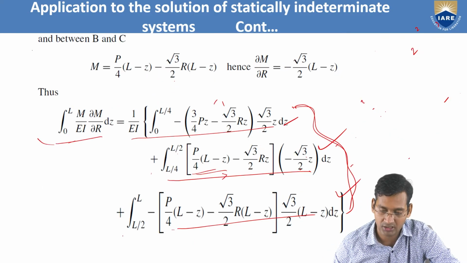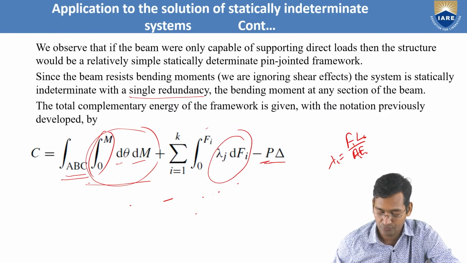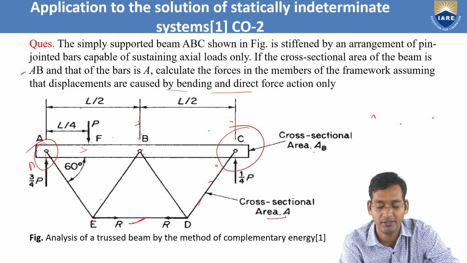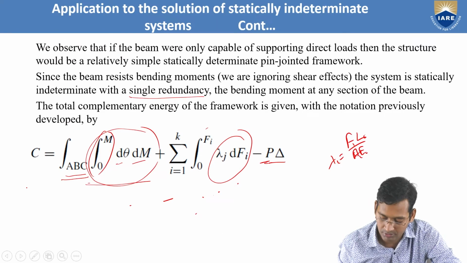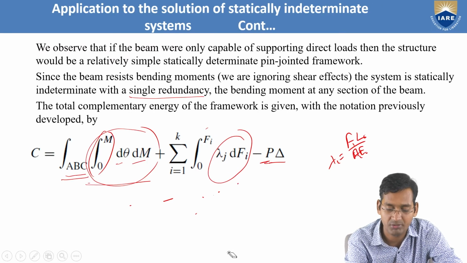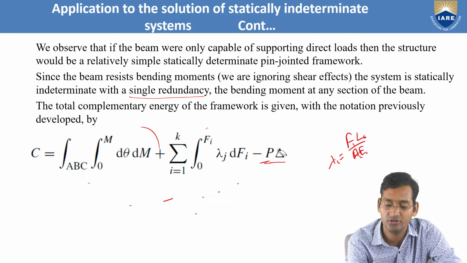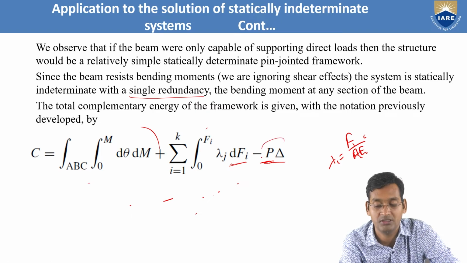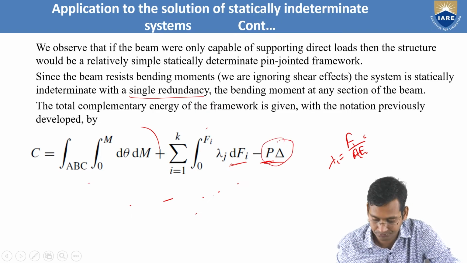So now just see, I'm quickly recalling. First, this is given. So first what we did, we found the reaction at A and reaction at C by the general method. After finding that, what we got? RC is 1 by 4P and RA is 3 by 4P. Next, the complementary energy equation, that we know. Here Fi is the fixed force, P is the given force. Here there is no fixed force, that P lambda, that's why it's P.